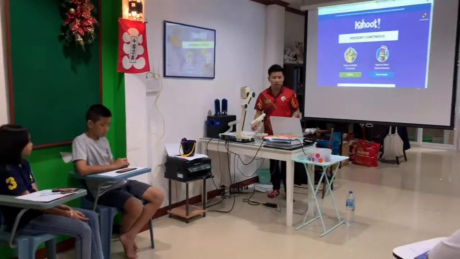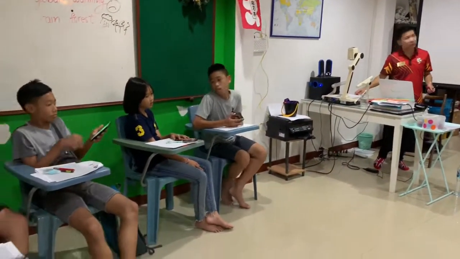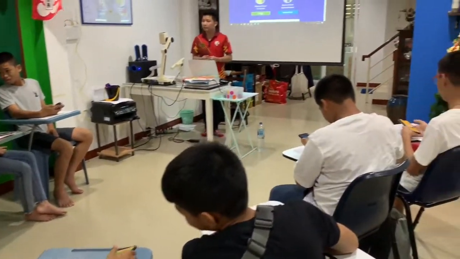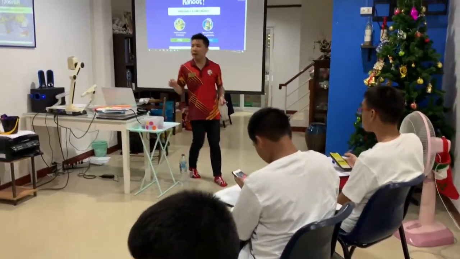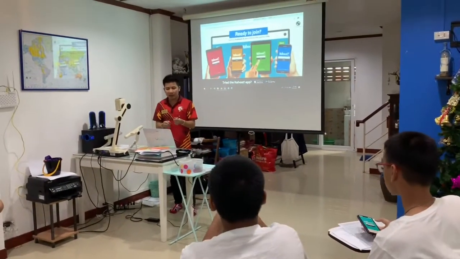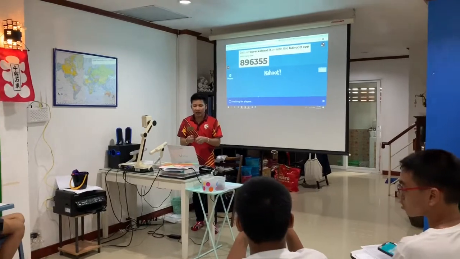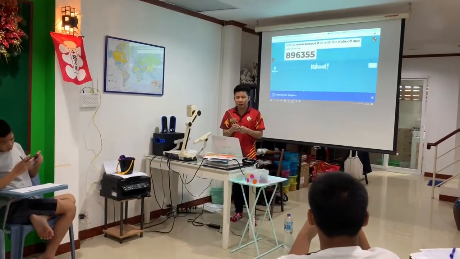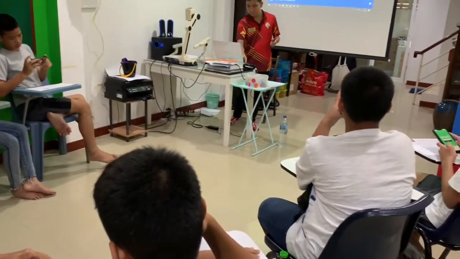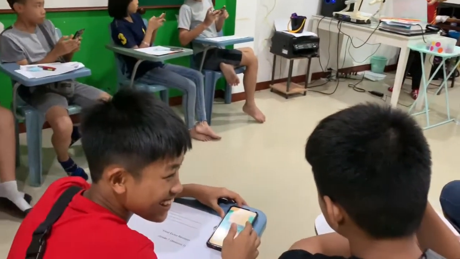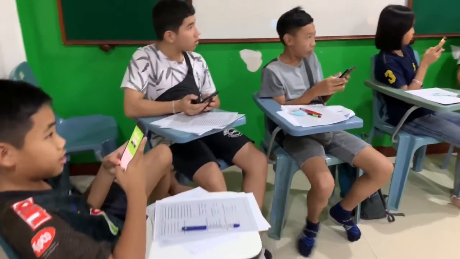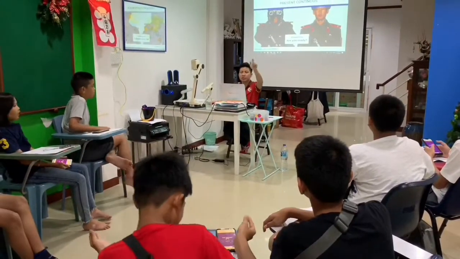Go back to Kahoot. All right. Kahoot.com. Okay? All right, classic. Play with your friends, you don't have a phone. Okay. The game pin is 8, 9, 6, 3, 5. No swearing. Okay, there are 20 questions, okay?